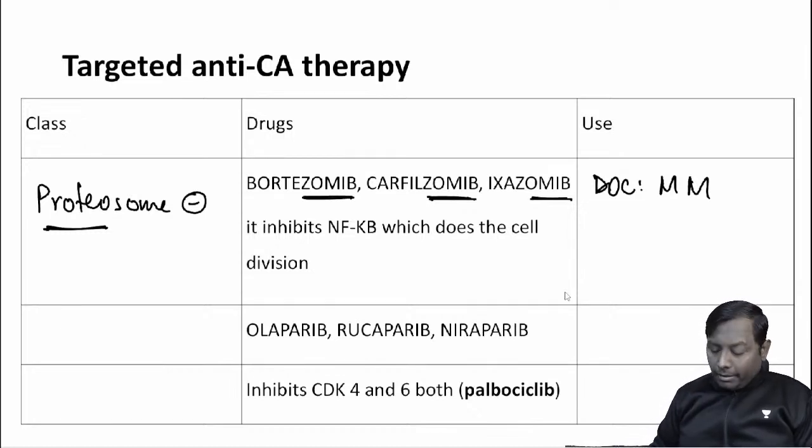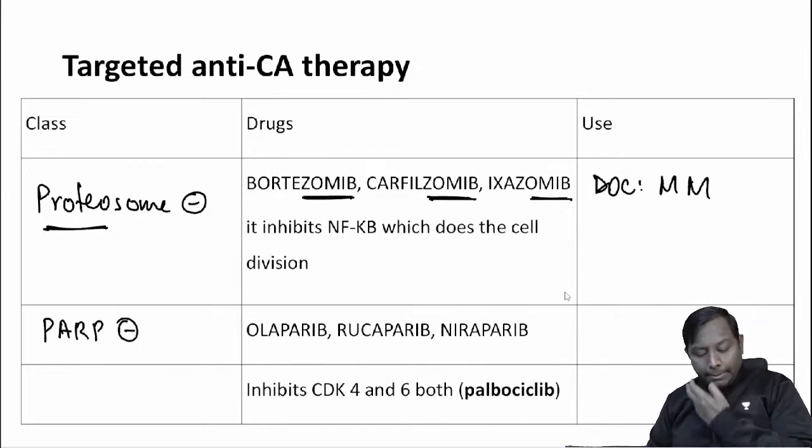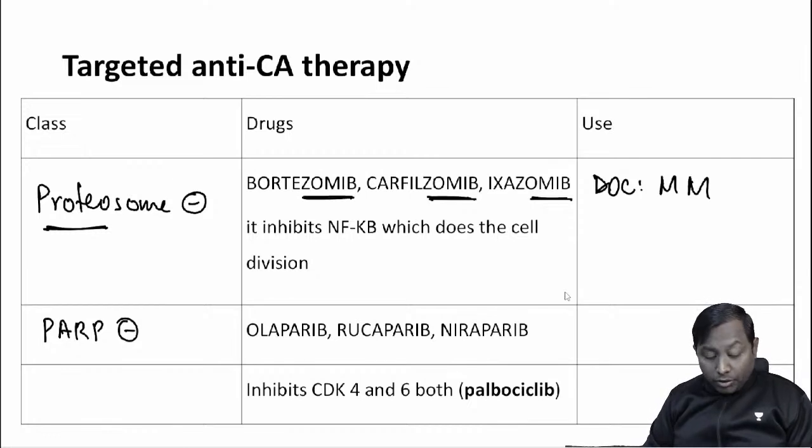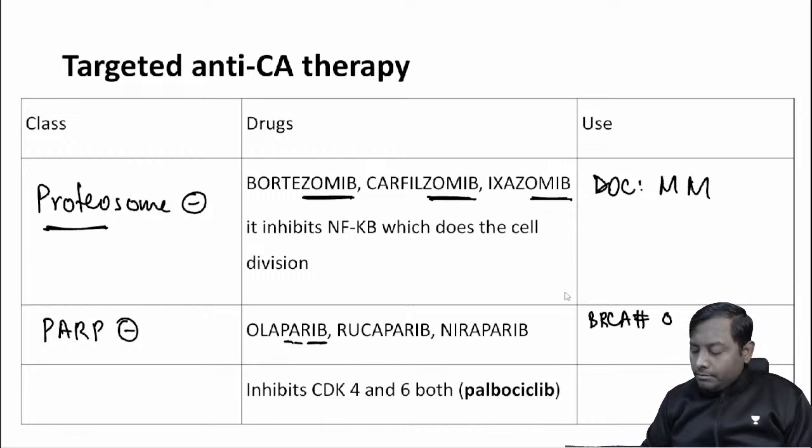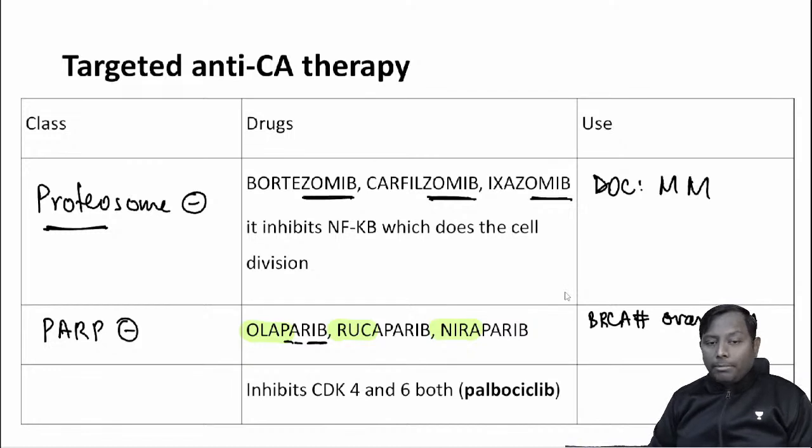Olaparib, rucaparib, niraparib. What are these? These are the poly-ADP ribose polymerase inhibitors. PARP inhibitor. ठीक है? PARP inhibitor. So नाम में ही है देखिए, poly-ADP ribose polymerase inhibitor, and they are mainly used in BRCA mutated ovarian cancer. You can very easily remember. Ola वाला रुक नहीं रहा. That is olaparib, rucaparib, niraparib.